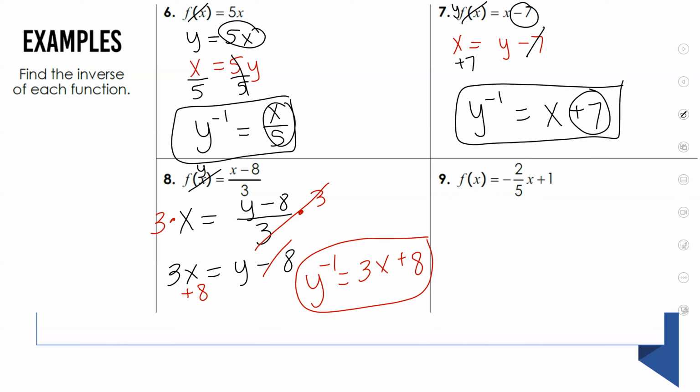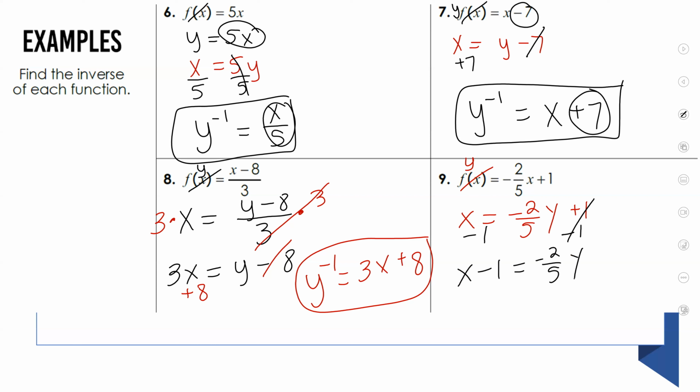All right, final example. Change this to a y. So what we're going to do is switch x and y. So this will be x equals -2/5 y plus 1. And now you do algebra to solve. So I just subtract 1. So I have x minus 1 equals -2/5 y.